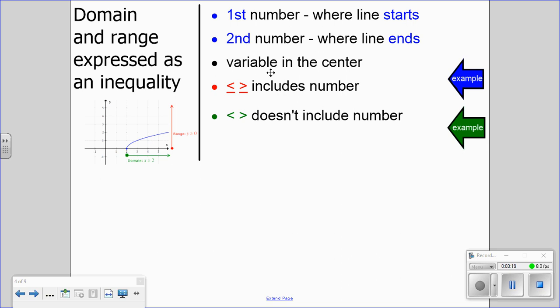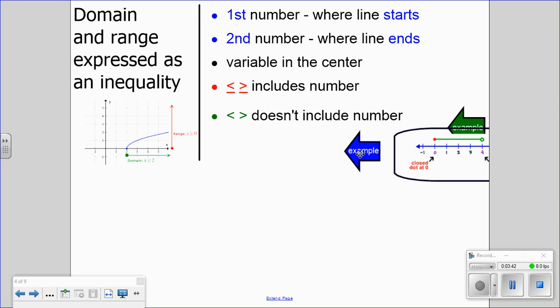If there are two numbers that we're looking at, the variable goes in the middle. And then remember from inequalities in 7th grade that if we want to include a point, we're using greater than or equal to. We're including, so we want the equal to part there. But if we're not including, if it's going up to that point, but it's not actually including that point, then we just use the less than or the greater than.